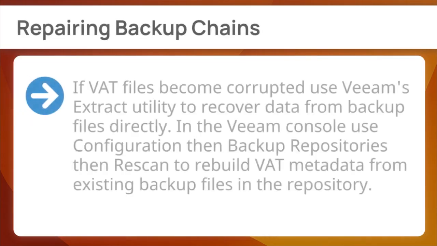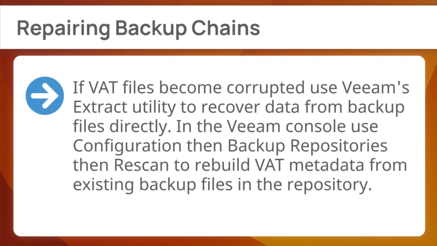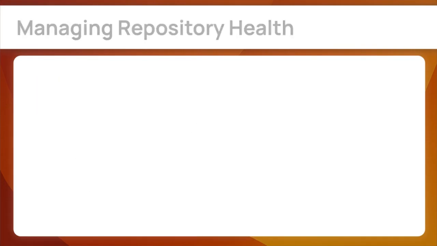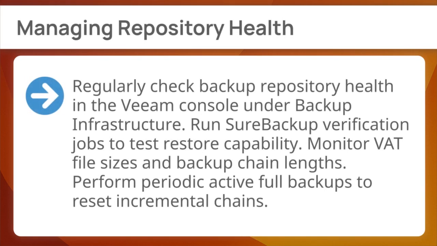Next, repairing backup chains. If VAT files become corrupted, use Veeam's extract utility to recover data from backup files directly. In the Veeam console, use configuration, then backup repositories, then rescan to rebuild VAT metadata from existing backup files in the repository. Finally, managing repository health.